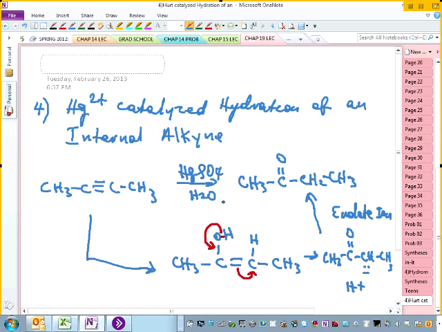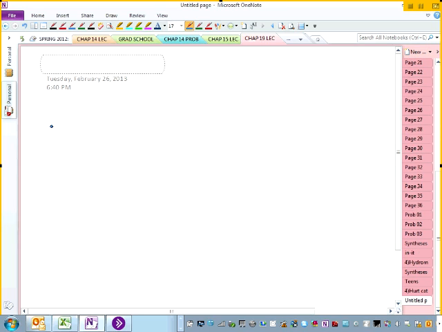Yes, okay, very good. That is the next thing. The question that is being asked here, Natalia is asking, is this a Markovnikov addition or anti-Markovnikov addition? It is a Markovnikov addition. But in this case, you do not know whether it's a Markovnikov addition. Now, how do you know whether it's a Markovnikov addition? If I give you this example here.